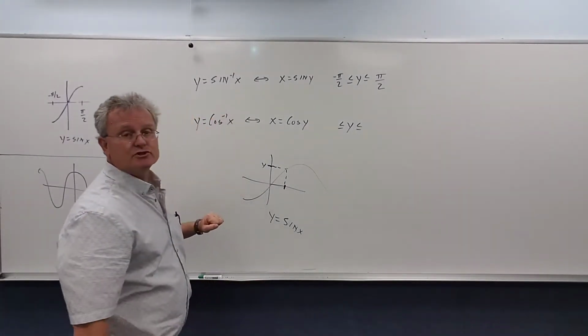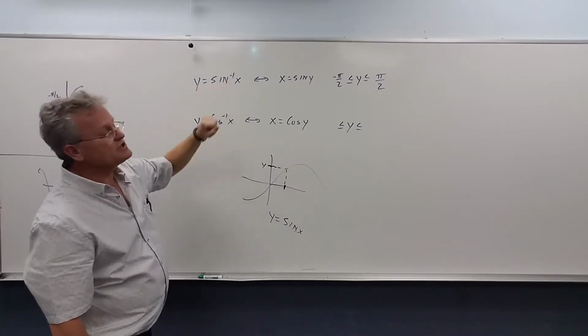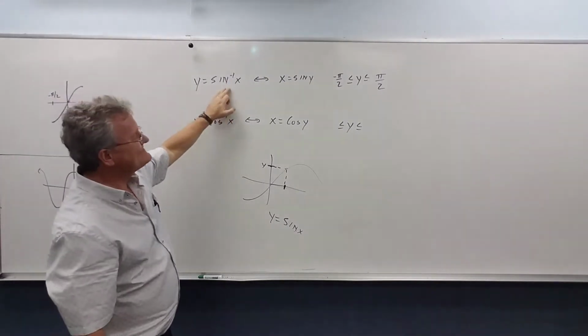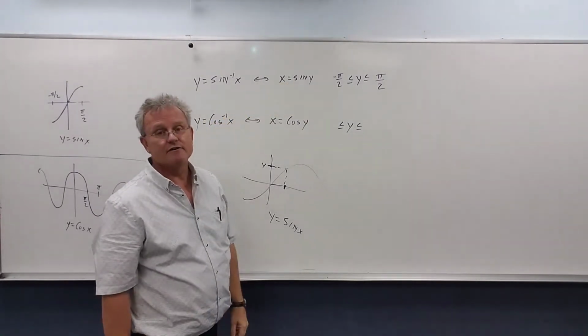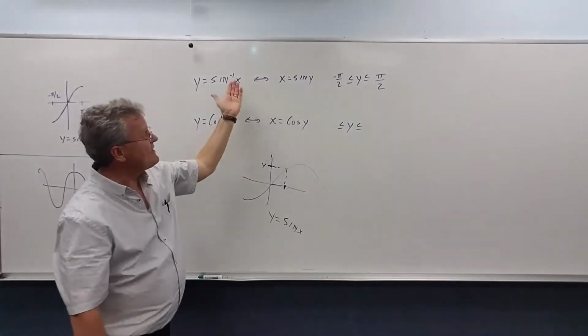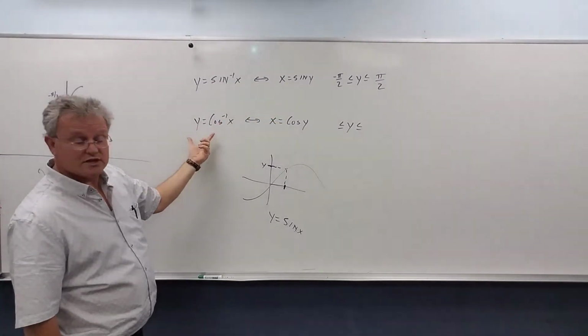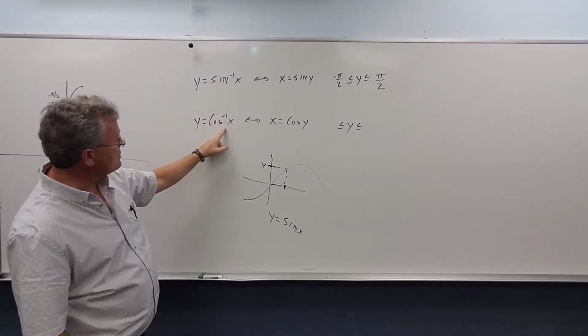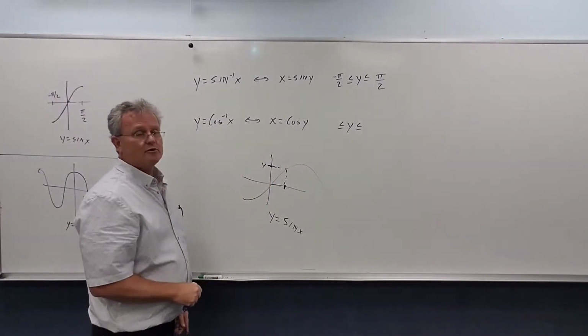What about inverse cosine? So this is the notation that says y is the inverse sine of x. It's the same thing as saying x equals the sine of y. I'll explain why that works in a second. Similarly, look at inverse cosine. y is the inverse cosine of x. That's the same thing as x is the cosine of y.